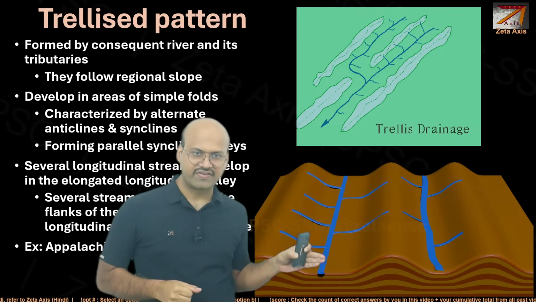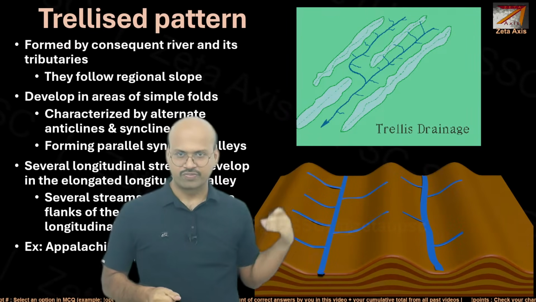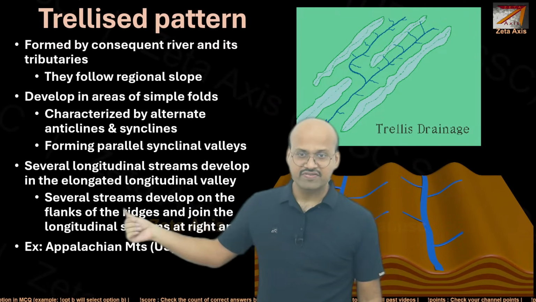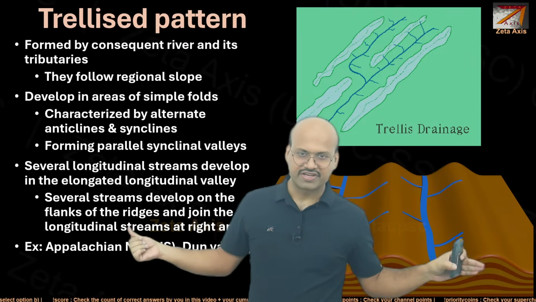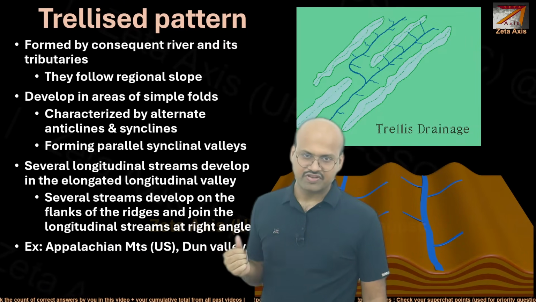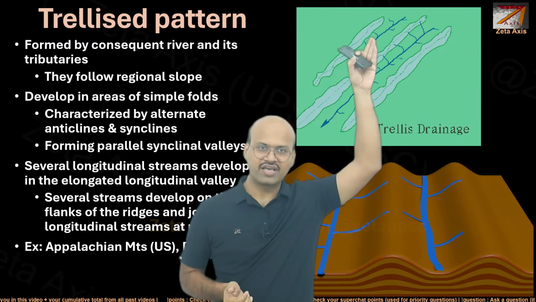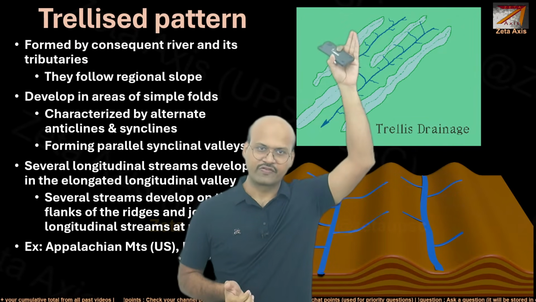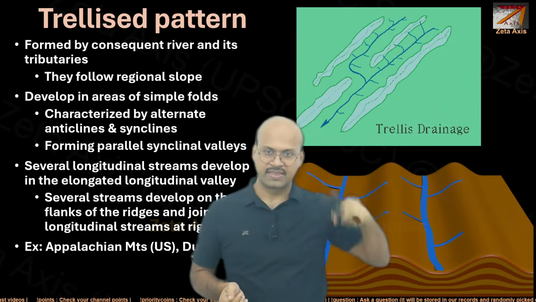So there will be several streams. Even here also there would be a stream. Even here there would be a stream. Several streams develop on the flanks of the ridges. So these are the ridges. The anticlines form the ridges, and the streams join the longitudinal stream at right angle. So remember, they will join them at almost right angle, as you can see over here. So they are developing over this ridge, then flowing down the slope and then meeting the main stream.